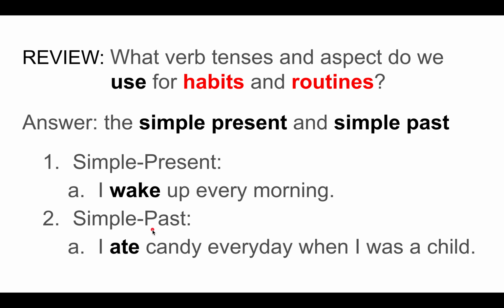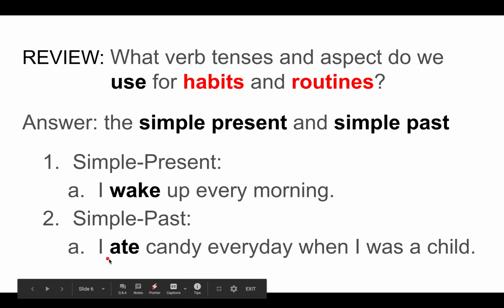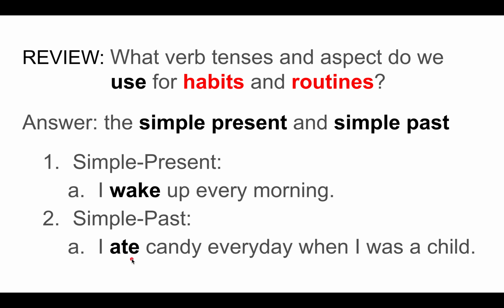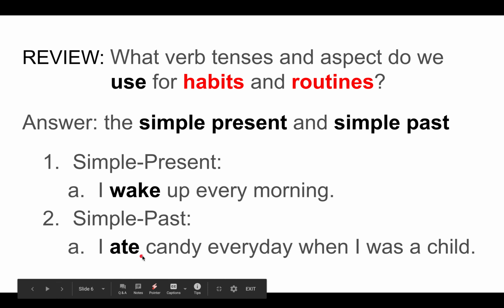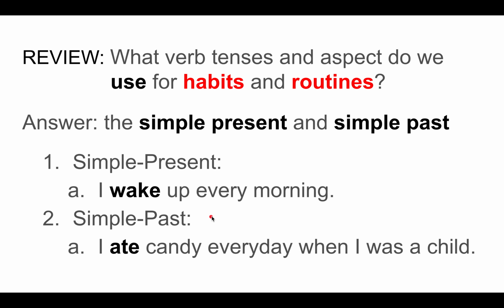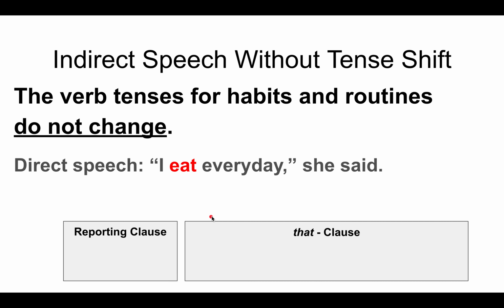Then for my simple past, I ate candy every day when I was a child. It was my habit to eat candy every day when I was a child. So I ate candy every day. It was my habit. So we use the simple past. So to get back to the topic of today, the verb tenses for habits and routines do not change when we have a past tense reporting verb in the indirect speech.